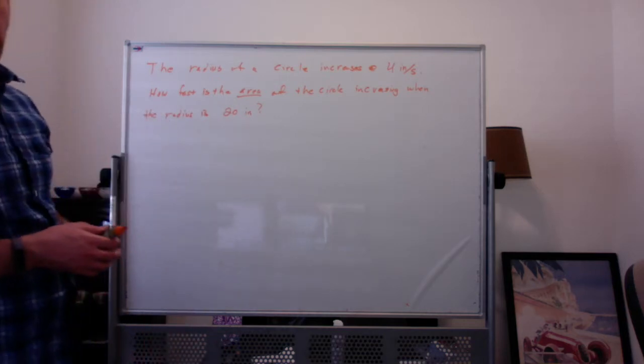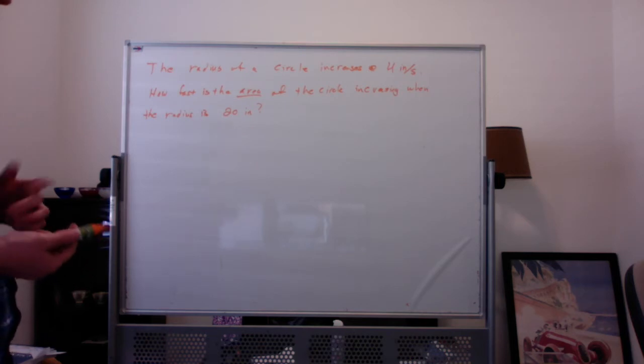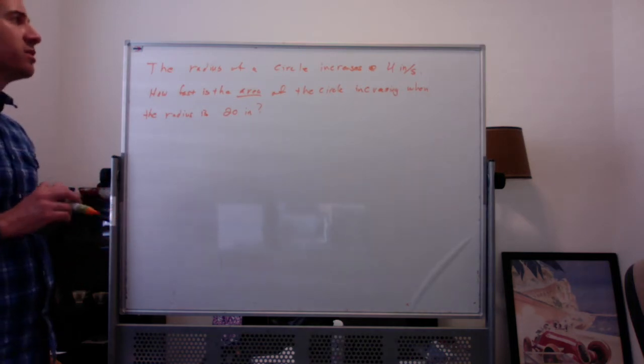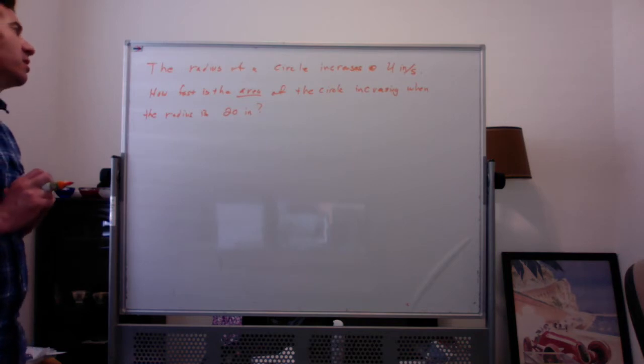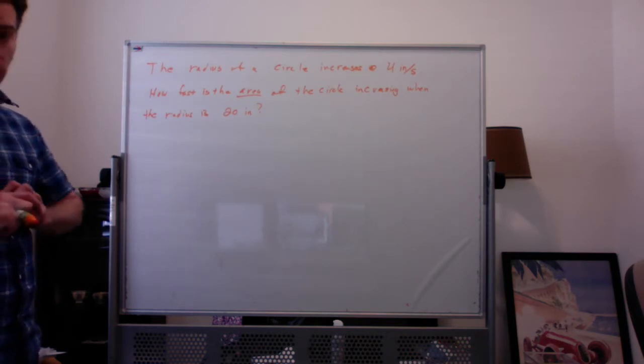Hey students, here are a couple of related rates problems. And related rates problems are all about the setup. So this problem says the radius of a circle increases at 4 inches per second. How fast is the area of the circle increasing when the radius is 20 inches?